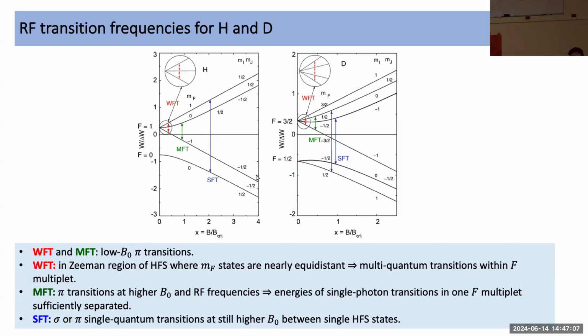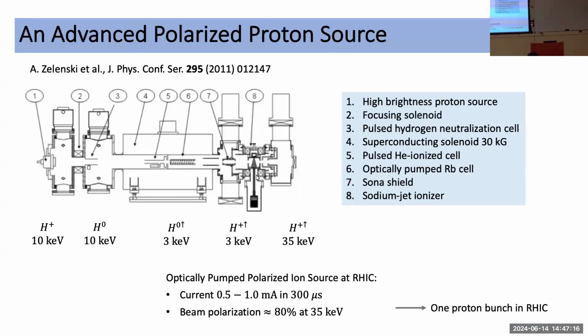You just inject it into an accelerator. So this is the way all the sources that are used work in principle. This is the source that is available at BNL, an advanced polarized proton source. It uses a similar principle, and it produces a high beam polarization of 80% with close to a milliamp of current in one bunch to feed one of the bunches in the machine.